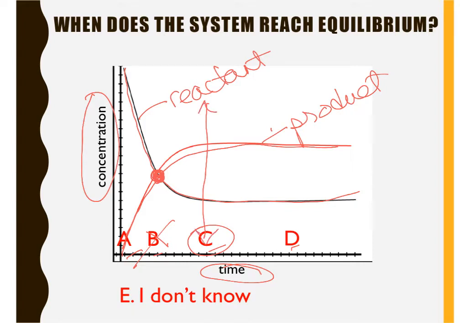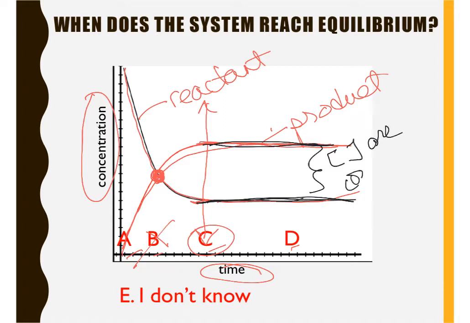Well, what's going on at point C? The concentrations are certainly not equal, but look what's happening to them. The concentrations are no longer changing. So the concentrations of reactants and products are constant at equilibrium. And so you've got to pay real close attention to what's graphed on the y-axis.